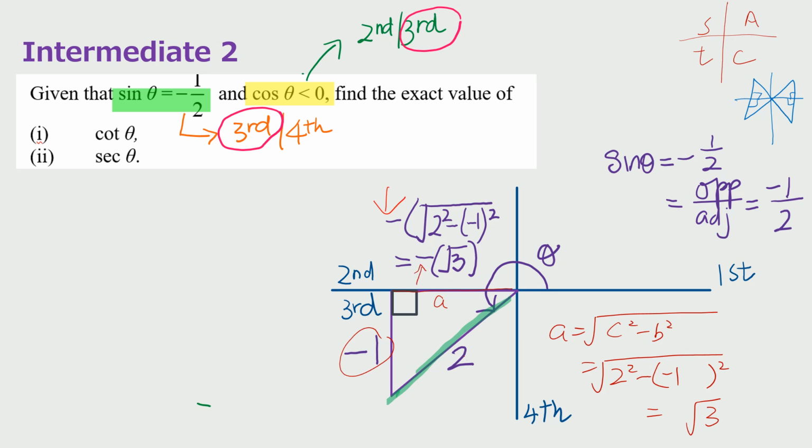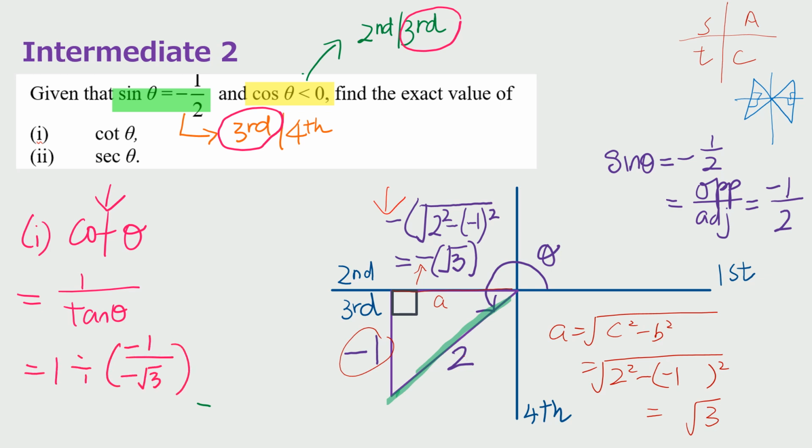Okay, so with this we can find cotangent theta. Right, so cotangent theta, look at the third letter. T stands for tangent, so it's 1 over tangent theta. So 1 divided by tangent theta. So tangent theta is opposite over adjacent. That's negative 1 over negative square root 3. So that gives you square root 3.